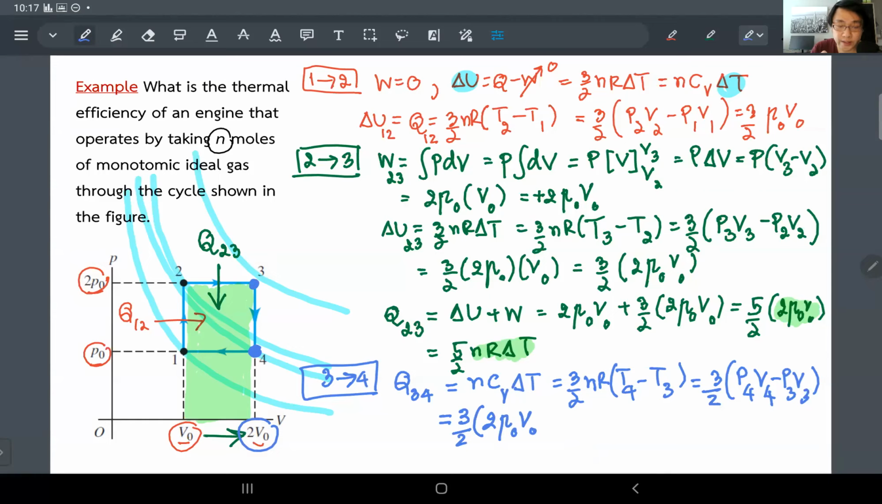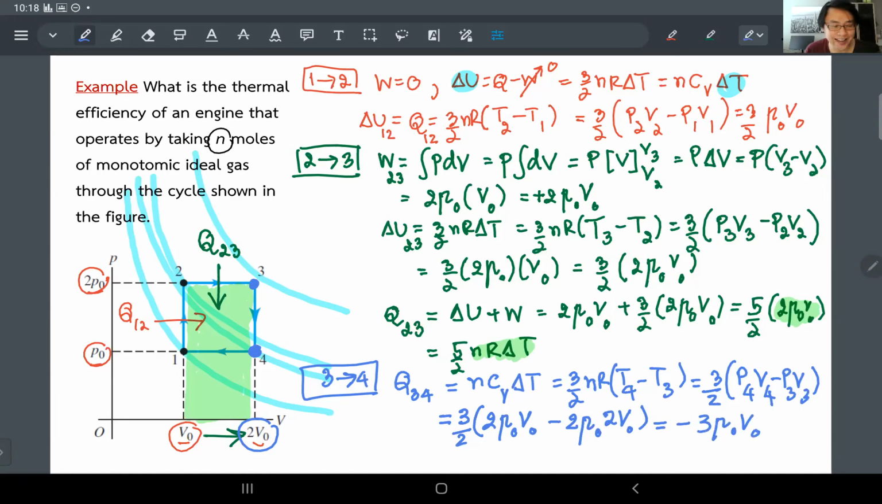And focus on point number 3. P3V3 is going to be 2P naught 2V naught. Whatever you want to do, you can say it's constant 2V naught. You can pull the common factor out and everything. Okay. And at the end, what you have over here is 2 minus 4, so it's -2. And then you divide out the 2. So what you get at the end is going to be -3 P naught V naught.